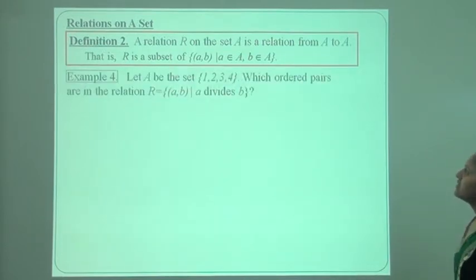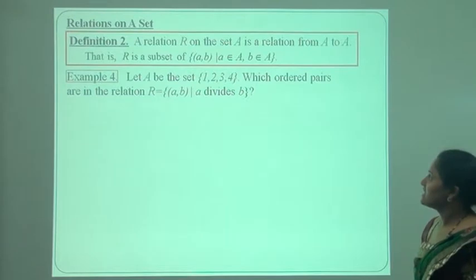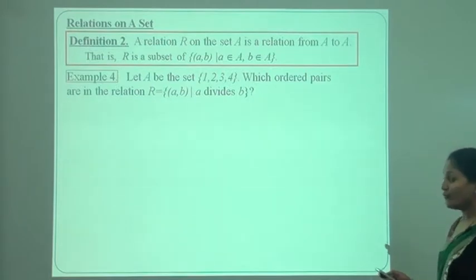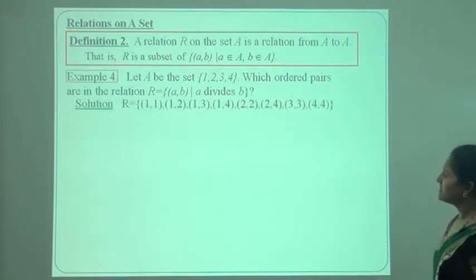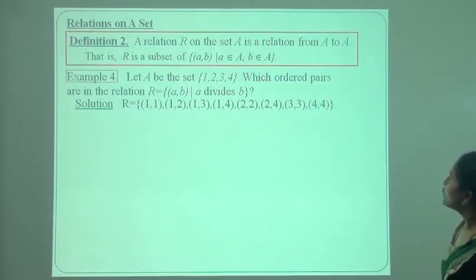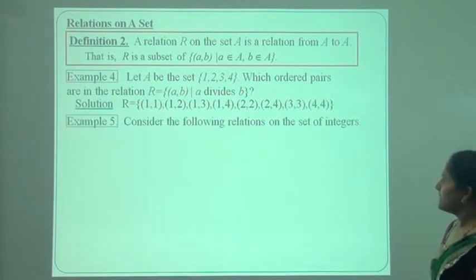Example 4: let A be the set {1, 2, 3, 4}. Which ordered pairs are in the relation R equal to (a, b) where a divides b? The solution is (1,1), (1,2), (1,3), (1,4), (2,2), (2,4), (3,3), (4,4). These are all the pairs where a divides b.